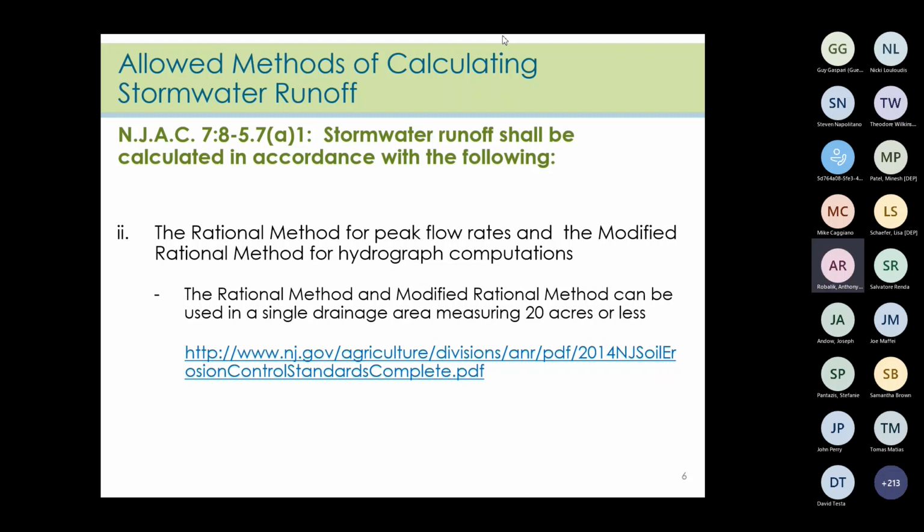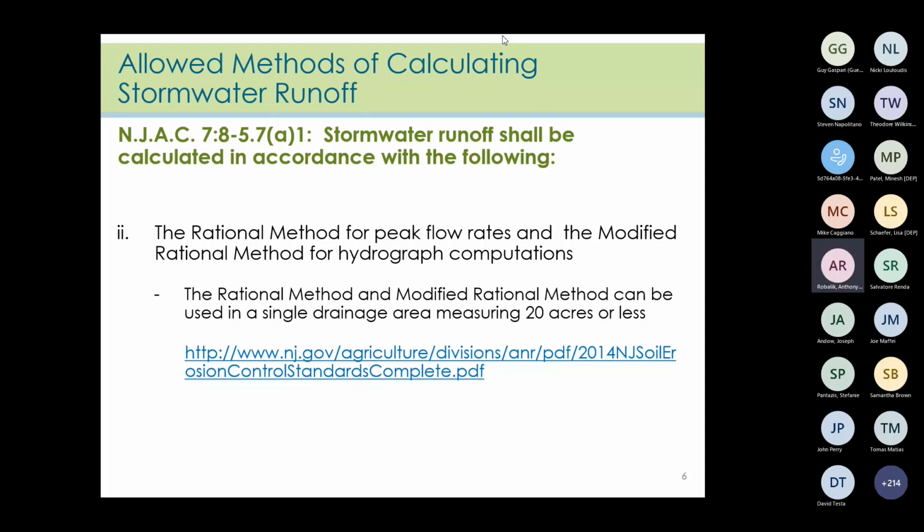So the 2 methods listed here each have limitations as to what they can calculate, and so they're often used in conjunction with each other. The rational method is used for determining peak flow rates, and the modified rational method is used for hydrograph computations. The rational method has been around since roughly 1889 and is used to estimate peak flow rates for specific rainfall intensity, but it cannot provide total stormwater runoff volumes nor produce hydrographs, for which we use the modified rational method.